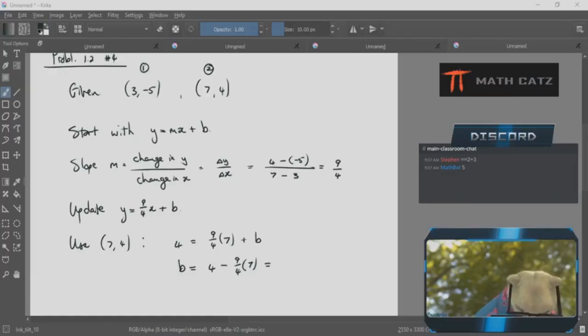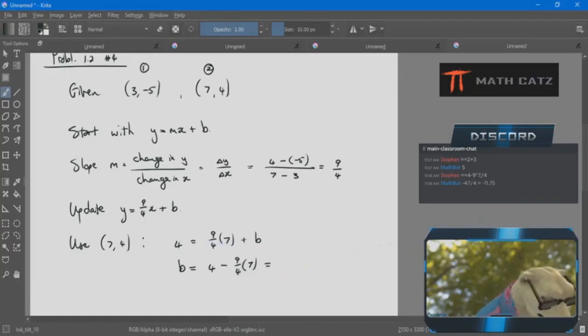4 minus 9/7 times, no. 9 times 7/4. As the b calculation requires. And we have negative 11.75. Let's suppose I didn't even care. I can convert that to a proper fraction. Who cares? I don't care. Doesn't matter at all.